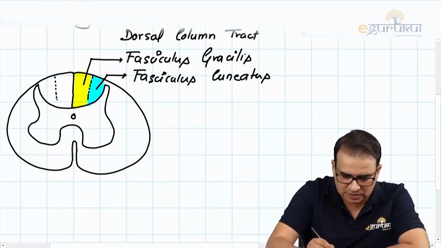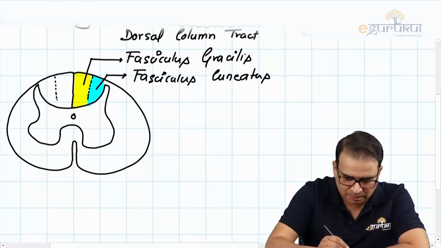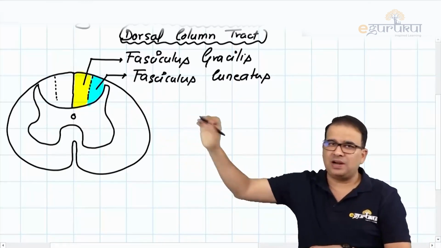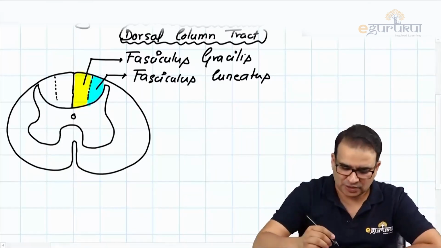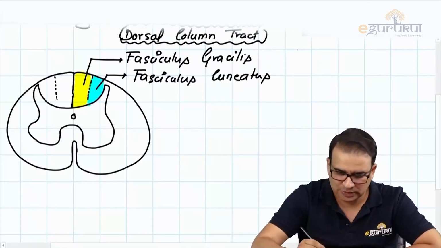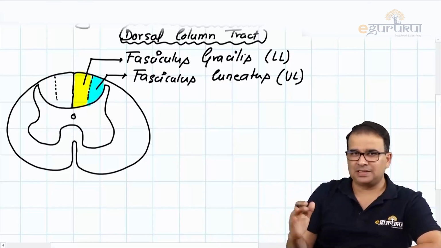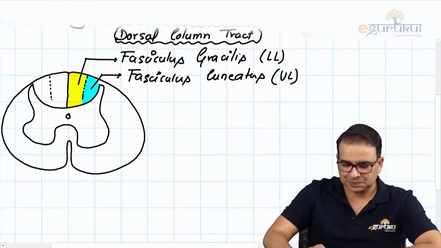Together they are referred to as the dorsal column tract because they are occupying the entire dorsal aspect of the spinal cord. If you see this, everything in the dorsal aspect is occupied by these tracts, so we call it the dorsal column tract. Fasciculus gracilis and cuneatus, the two bundles you will see in there. Guys, gracilis are those fibers which are coming from the lower limb, and cuneatus fibers are coming from the upper limb. Gracilis from the lower limb and cuneatus from the upper limb.